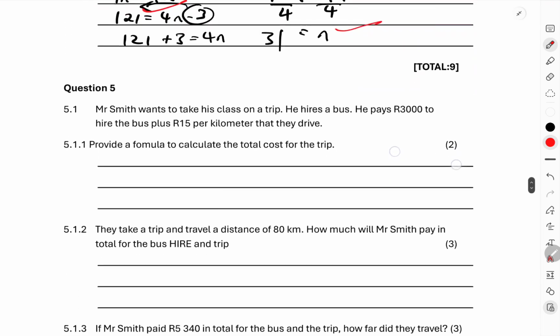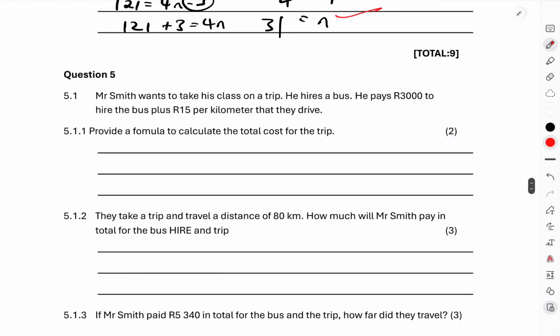Right, let us go to question 5, where Mr. Smith wants to take his class on a trip. Now he hires a bus, right? He pays 3,000 to hire a bus plus 15 rand per kilometer that they drive. So for Mr. Smith to use the bus, he will pay a hiring fee of 3,000, even if Mr. Smith does not use the bus. But then for him to hire the bus, he will pay 3,000, and he will also pay 15 rand for every kilometer that he uses.